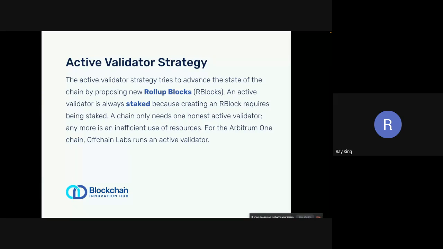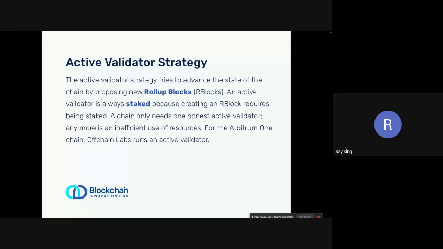Now, talking about the active validator strategy. It tries to advance the state of the chain by proposing new rollup blocks. An active validator is always staked because creating an assertion block requires being staked. What do you mean by being staked? It means you have a certain amount locked up in the chain. So an active validator is always staked. That is, he has kept some money inside the chain, and the chain knows that this belongs to this particular validator. Now, a chain only needs one active validator. Any more is an inefficient use of resources.